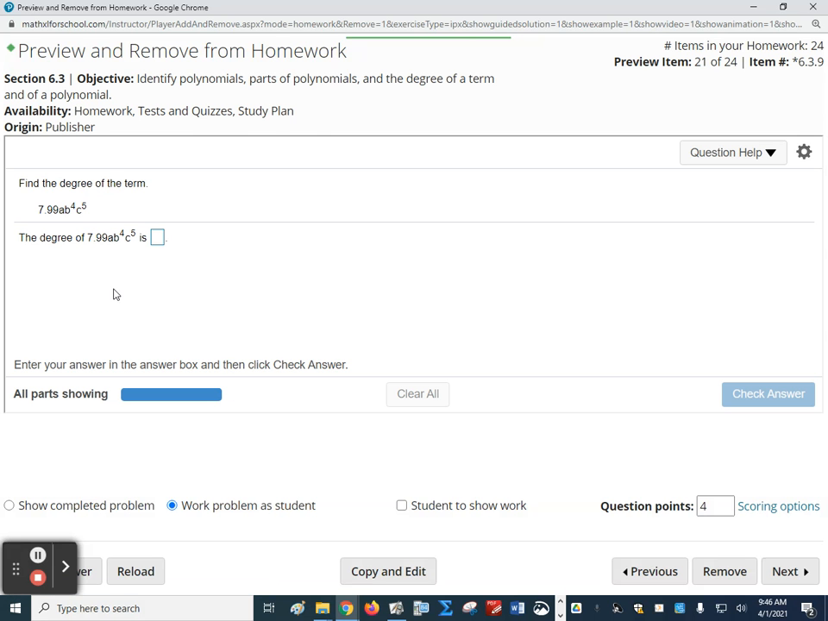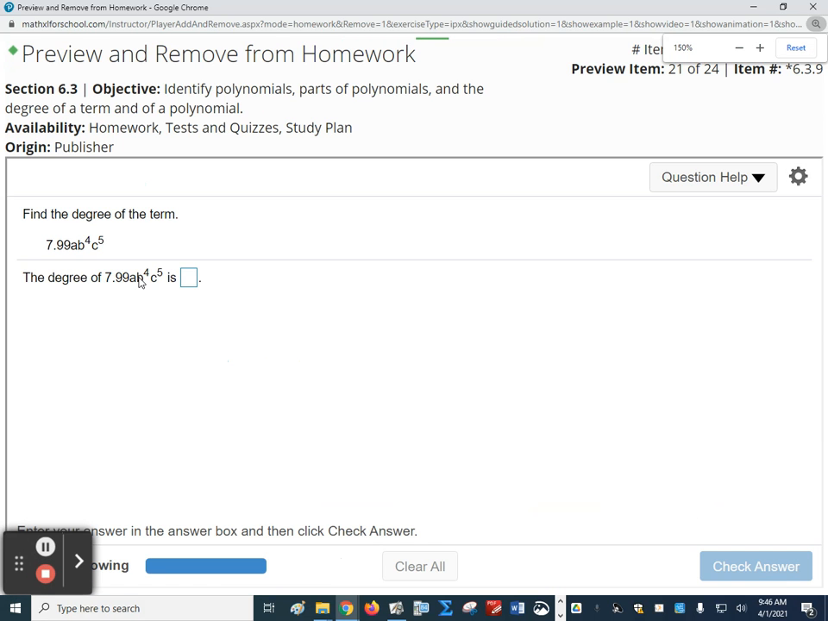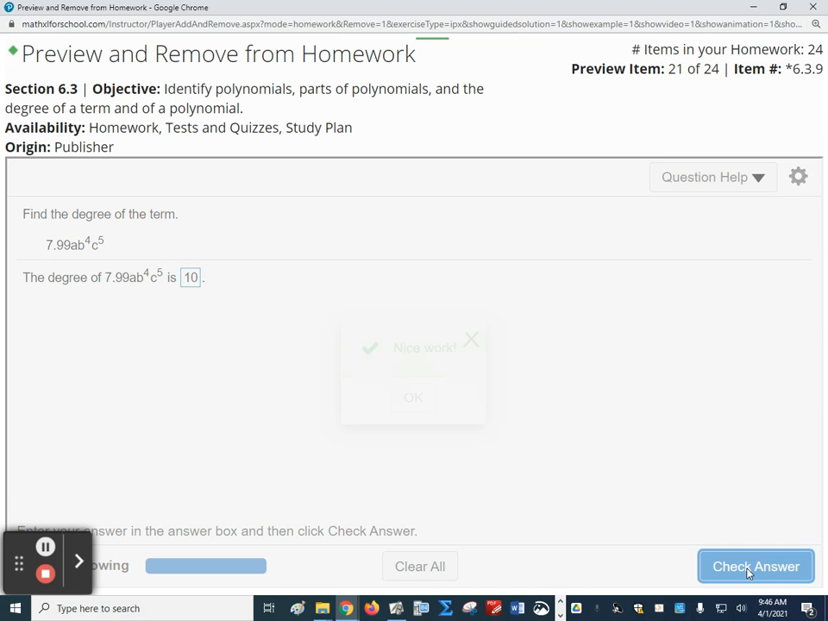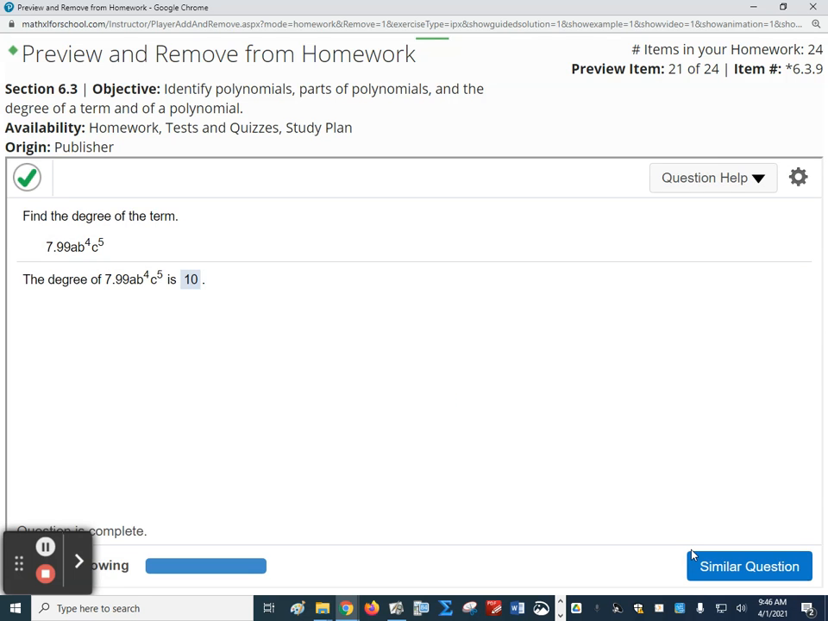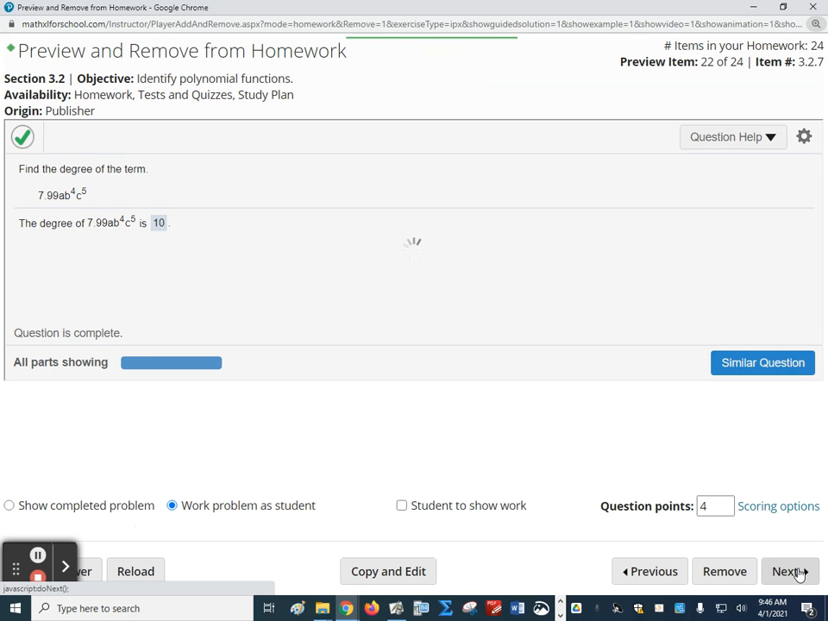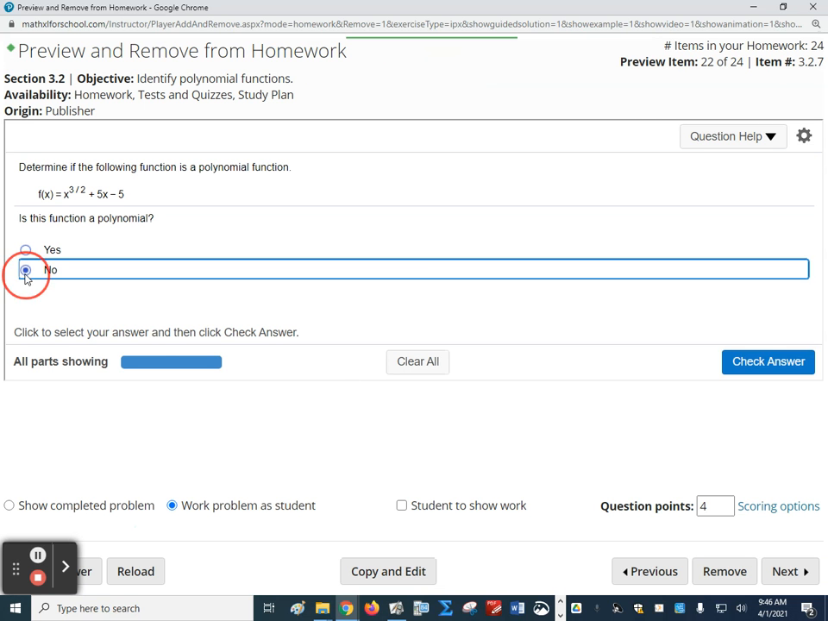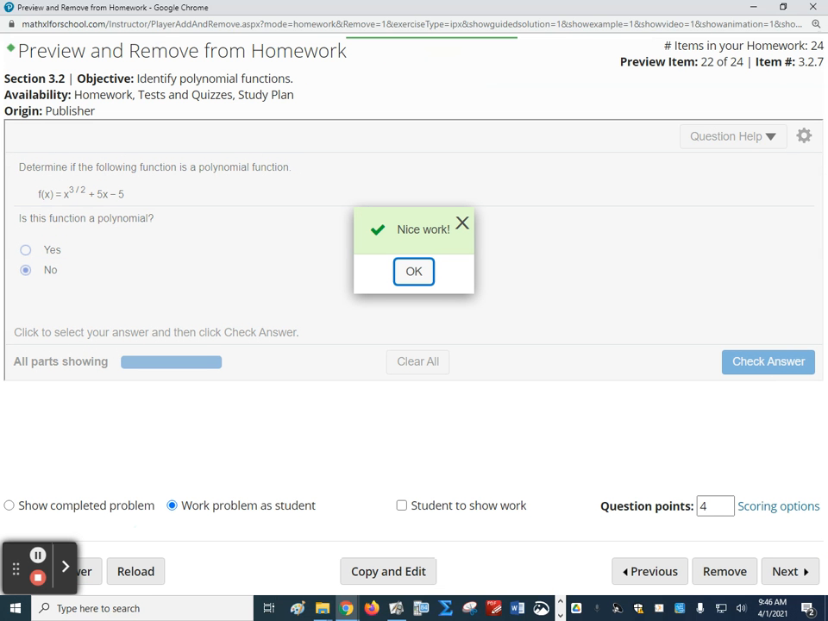What's the degree of that term? Okay, good, 10, because I've got a to the 1 times b to the 4 times c. Everybody see that? Okay. Yes or no, polynomial? Nope, I got a fractional exponent. No good, right? Okay, I think you got this. This is not a big deal. Anything else here? Let's go down to the bottom.